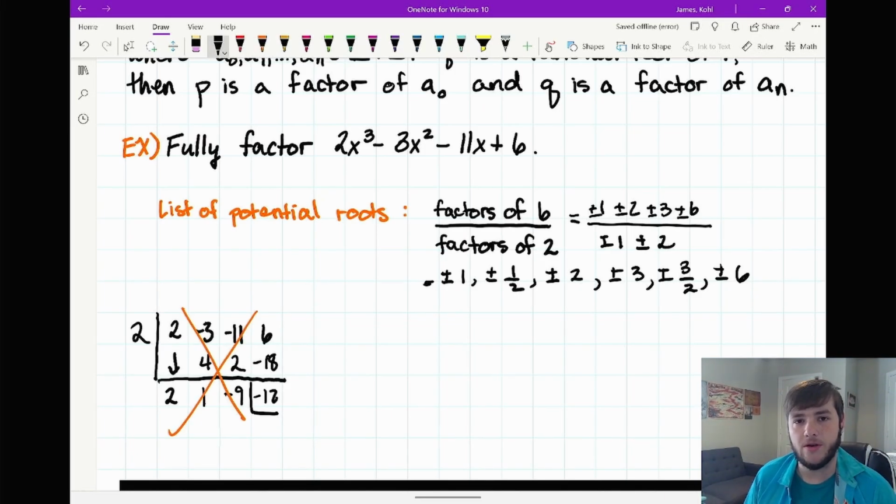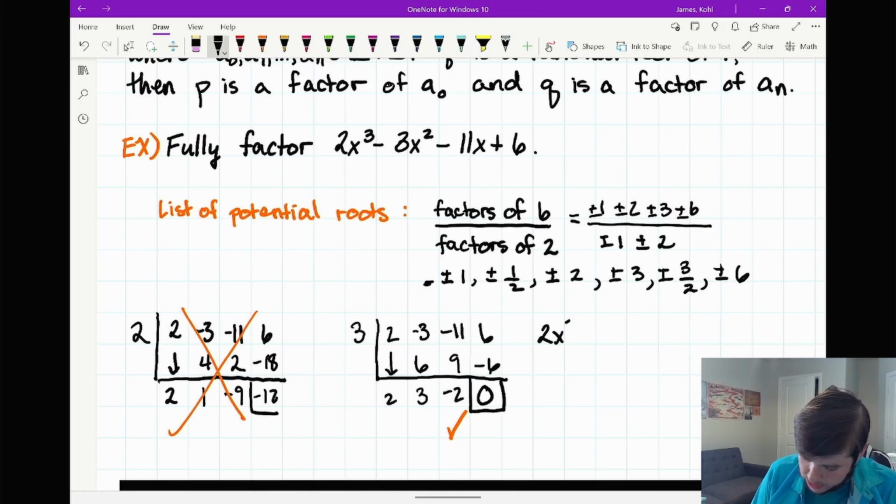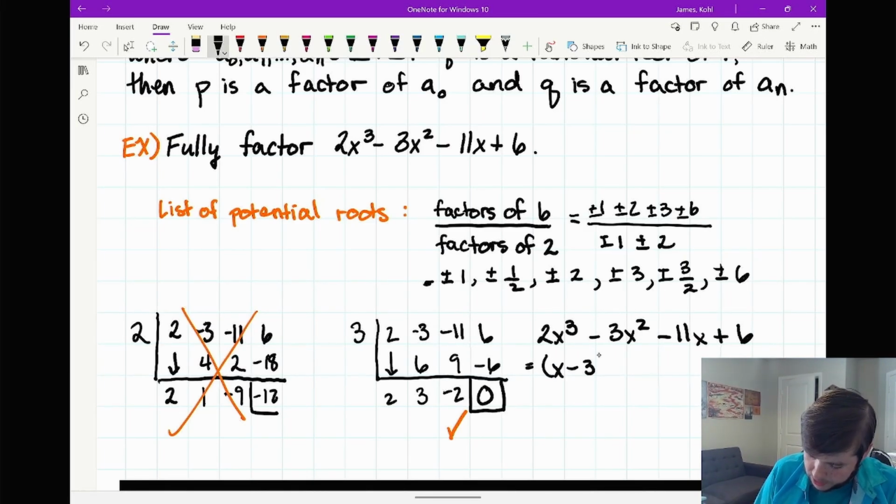Why don't you pause the video here to see if you can guess and check some other numbers until you hit the right one. All right, I found the factor. It ended up being 3. That 3 is a factor of 2x cubed minus 3x squared minus 11x plus 6. So what does that mean for us? That means we can write 2x cubed minus 3x squared minus 11x plus 6 as x minus 3 times the quotient, 2x squared plus 3x minus 2.